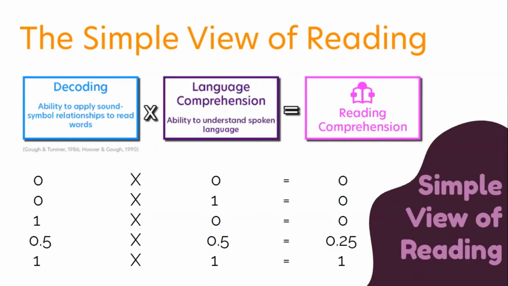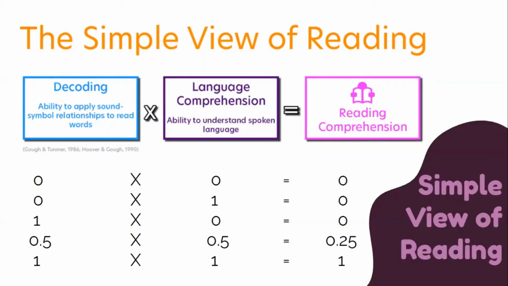The simple view of reading is an equation based on multiplication. For a student to be able to comprehend what they are reading, we need to think of two specific factors. The first being decoding, or the student's ability to apply sound-symbol relationships in order to read words. And the second factor is language comprehension, or a student's ability to understand spoken language, which includes vocabulary and background knowledge. If a student is unable to sound out words and doesn't understand what is being said, he or she will not be able to comprehend what is written.